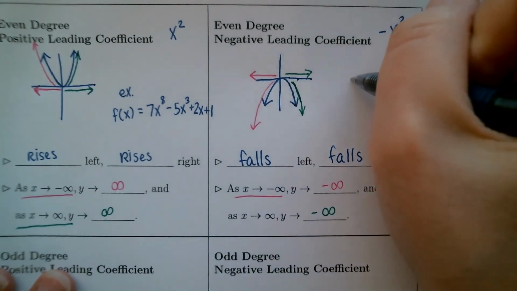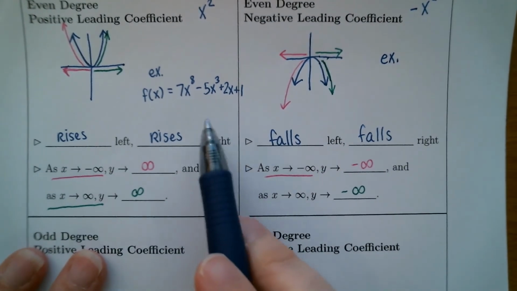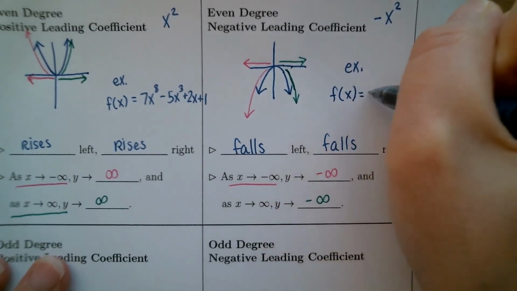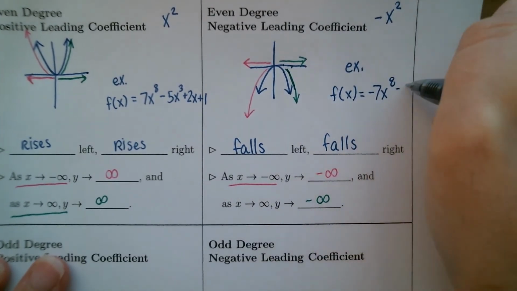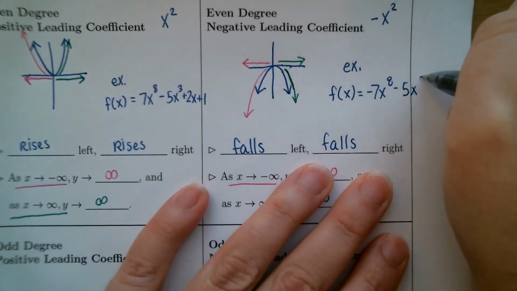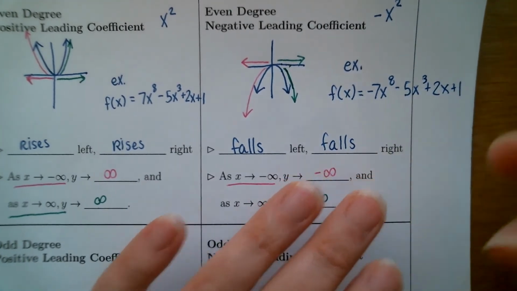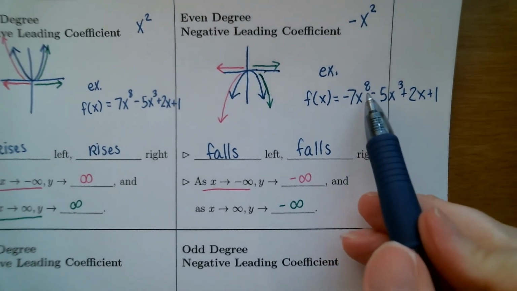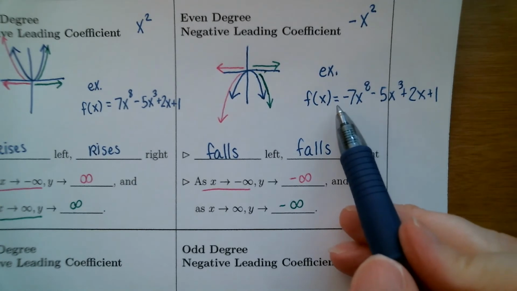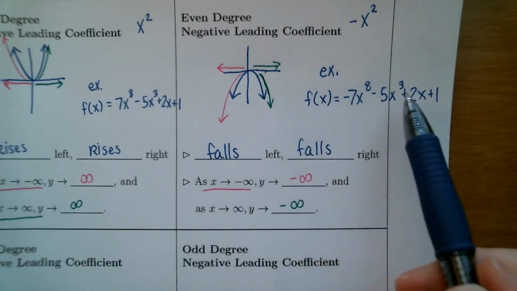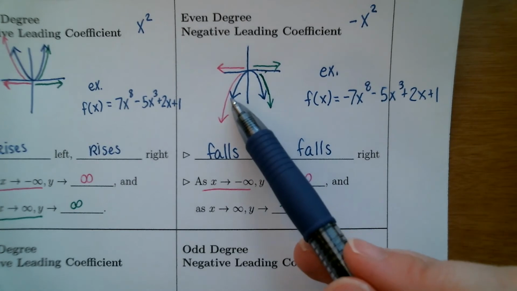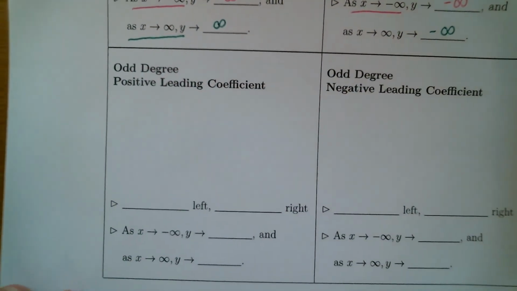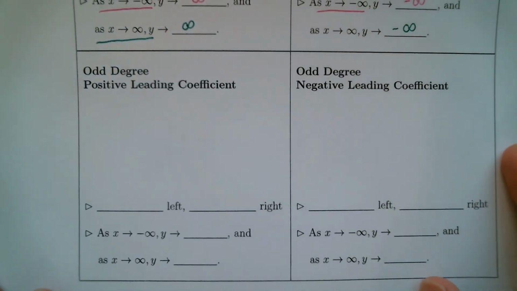So again, if I gave you pretty much the same polynomial, but this time I changed it to be negative 7x to the 8th minus 5x cubed plus 2x plus 1, you know that since this guy is an even degree with a negative leading coefficient, if you sketched a graph or put this in your calculator, it's going to fall to the left and fall to the right, okay? All right, so that's what happens if you're dealing with an even degree.